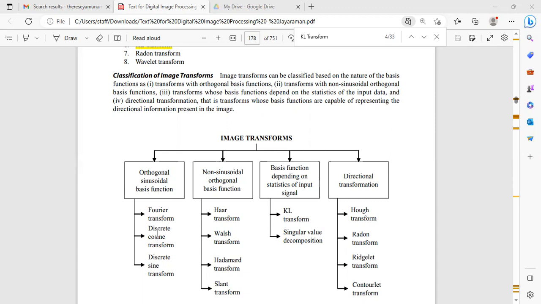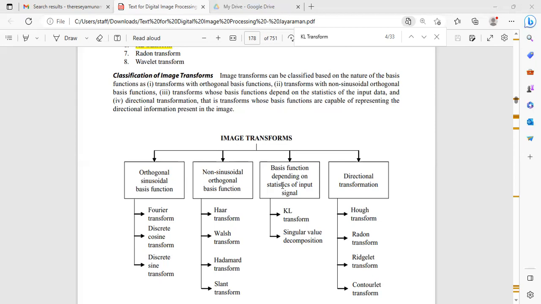Okay. So under this comes Fourier transform, discrete cosine transform, and discrete sine transform. Of course, we have to study Fourier transform and its properties, and also discrete cosine transform. Then we have non-sinusoidal orthogonal basis function based transforms. So under this, we have Hart transform, Walsh transform, Hadamard transform. We have to study these three transforms.